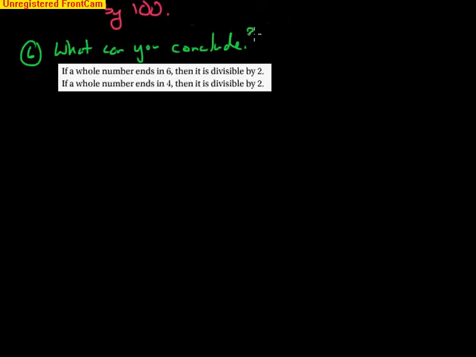Okay, so here's our, we have 2 more problems left. Number 6. What can you conclude? And here we go. Actually, this would be 6A and B. This is problem A. If a whole number, you have to explain, of course. Explain. If a whole number ends in 6, then it is divisible by 2. If a whole number ends in 4, then it is divisible by 2.